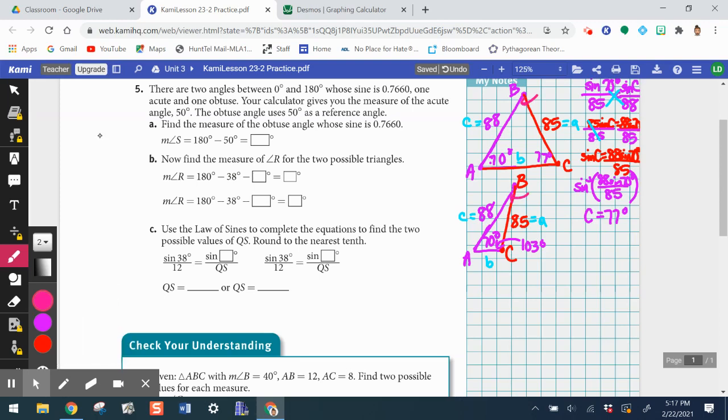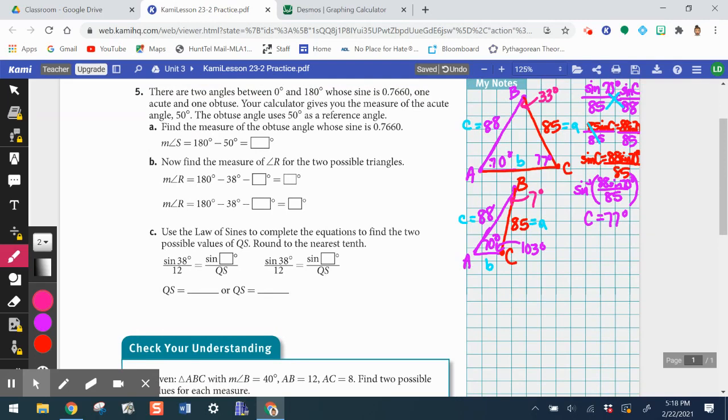So let's find angle B. Now, angle B in this acute triangle, we'll take 180 minus 70 minus 77, and we'll get 33 degrees. And then we'll take 180 minus 70 minus 103, and we'll get 7 degrees. So again, there's two possibilities for angle B, 33 degrees and 7 degrees, which means there's two possibilities for the length of its opposite side, AC, which we labeled lowercase b. So now we're going to find the length of those two possible sides using the law of sines.